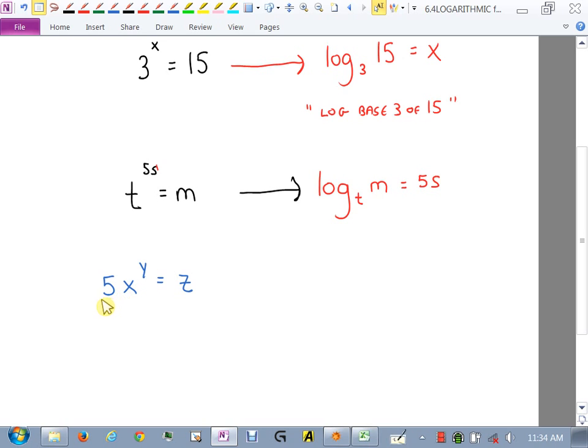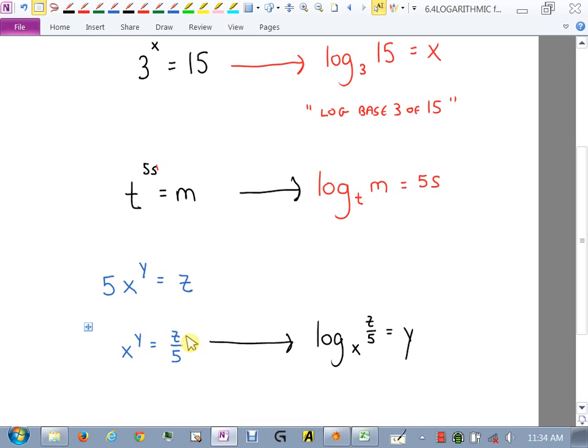Get rid of the 5. How can we get rid of this 5? Divide both sides by 5 first. x to the y equals, you could write z over 5. Now you can go to log form. What would the log form be? Log base x, z over 5 equals y.